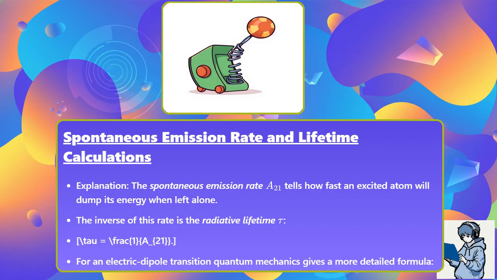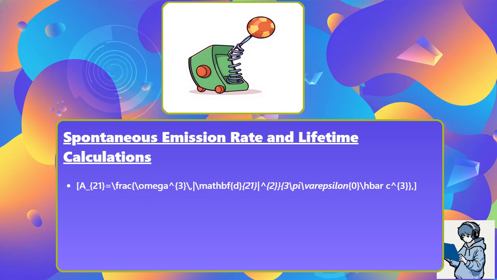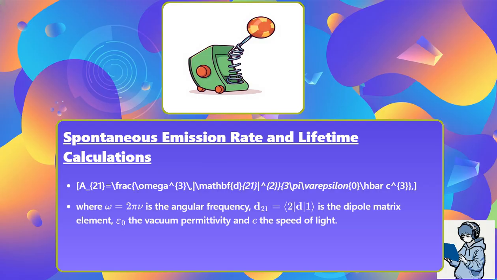For an electric dipole transition, quantum mechanics gives a more detailed formula. A21 equals omega cubed times the magnitude of d21 squared, divided by 3 pi epsilon naught h bar c cubed. Where omega equals 2 pi nu is the angular frequency, d21 equals left angle bracket 2 vertical bar d vertical bar 1 right angle bracket is the dipole matrix element, epsilon naught the vacuum permittivity, and c the speed of light.